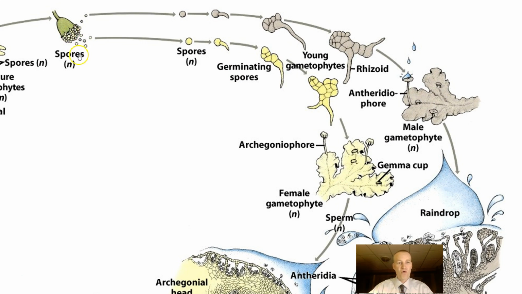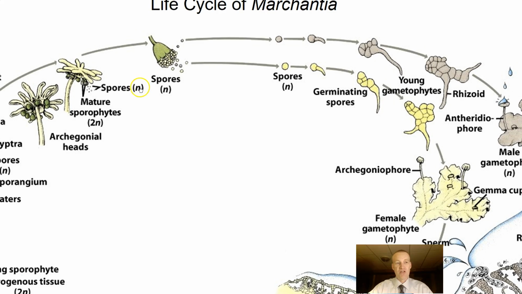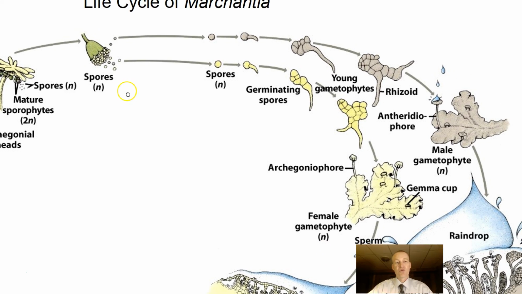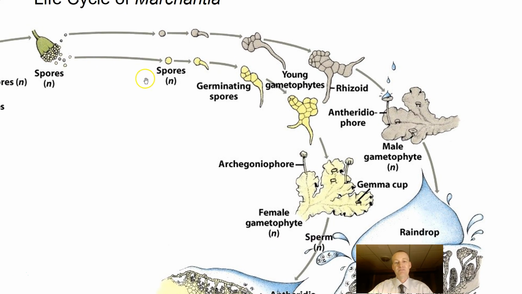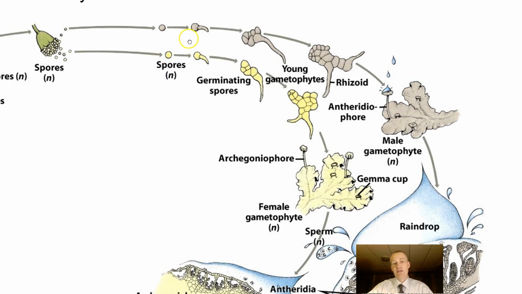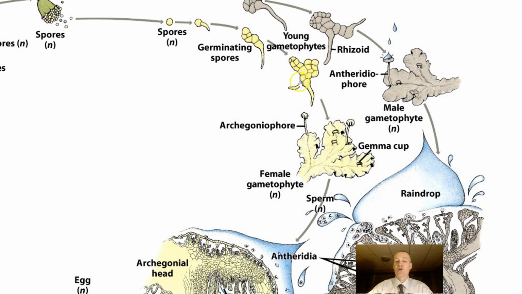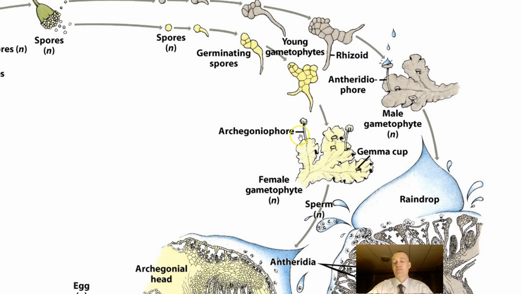Let's start up here with the spores. Now remember, spores are going to be produced by sporangia. So if we go back here, these are the sporophytes that are going to produce those spores. The spores are going to be dropped out, and these spores are going to be haploid. They're going to begin to undergo mitosis and produce these little young gametophytes. Now in Marchantia, the gametophytes are either male or female. So this is a male gametophyte and a female gametophyte. I think I just had that backwards, my apologies. So this is going to be the male gametophyte and the female gametophyte over here.